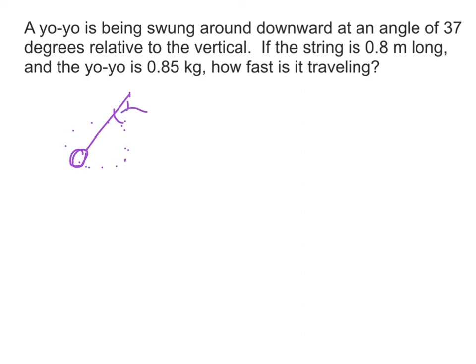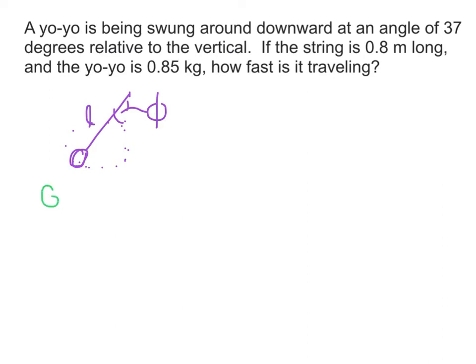And if you recall from when we were doing forces, we call that phi. So phi is the angle relative to the y. It tells us that the string is 0.8 meters long, so that's referring to the length of the string, not the actual radius of the circle, so I'm going to call that L. And then it tells us that the yo-yo is 0.85 kilograms.